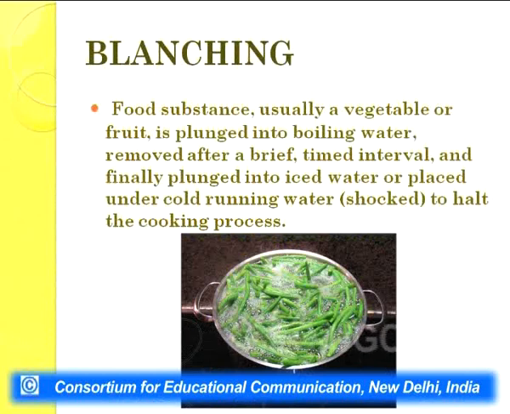The next method is blanching. In this, a food substance, usually a vegetable or fruit, is plunged into boiling water, removed after a brief timed interval, and finally plunged into iced water or placed under cold running water to halt the cooking process. So it is a fast cooking method. The temperature is very high and suddenly it is brought down to a very low temperature.